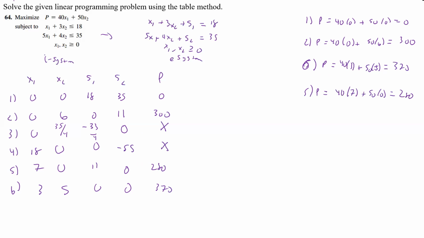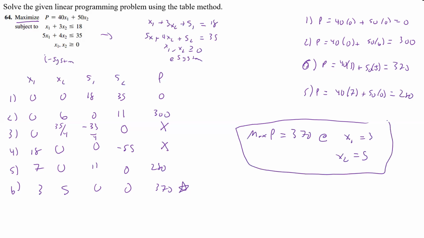And so we're supposed to maximize P. So the highest one happens to be 370. Okay, so then we can say the max P is equal to 370 at x1 equal to 3 and x2 equal to 5. And so that would be our overall solution to this using the table method.